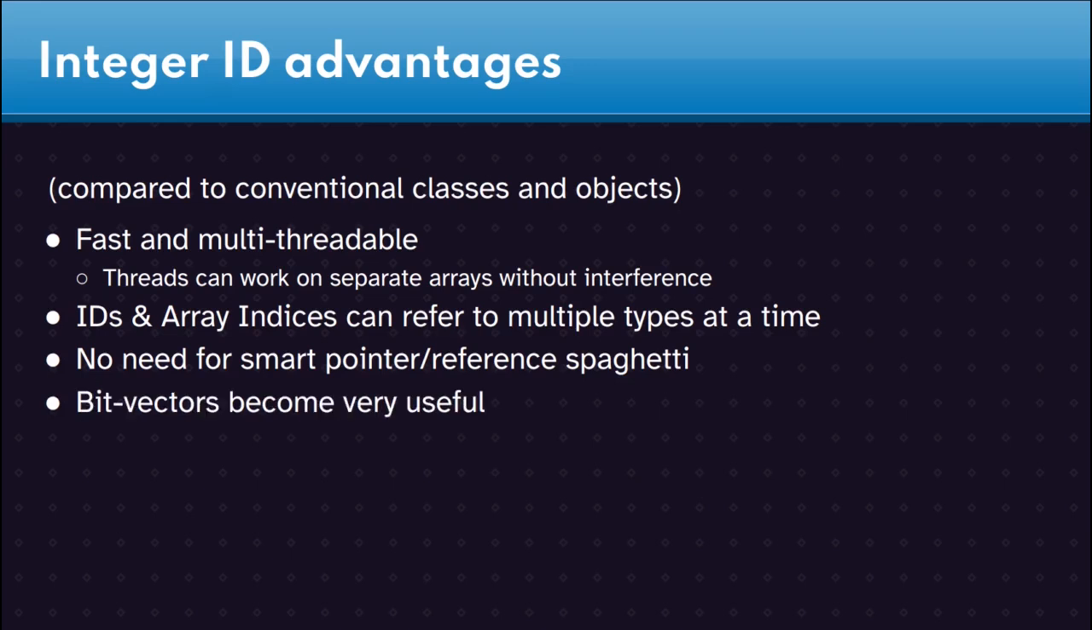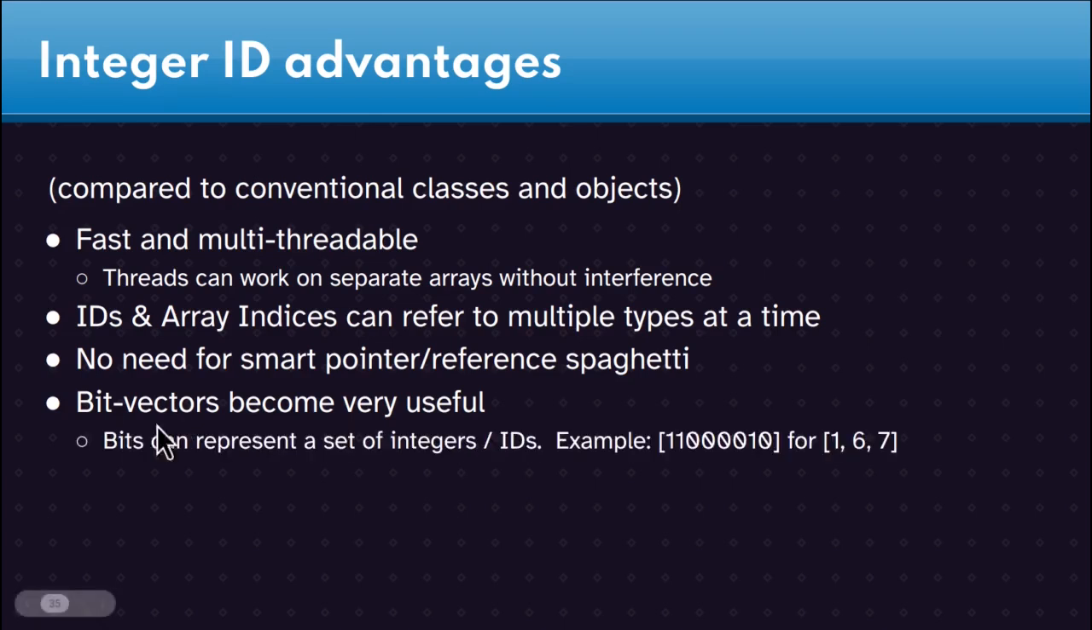And also bit vectors become really useful. This is when you use bytes as an array of bits. And this can be used to represent a set of IDs. So in this example, we got 11000010. The bit indices go from right to left. So bit 0 is on the right and bit 7 is on the left here. And we can see that bit 1, bit 6, and bit 7 are set. So this byte can represent a set of numbers 1, 6, and 7.